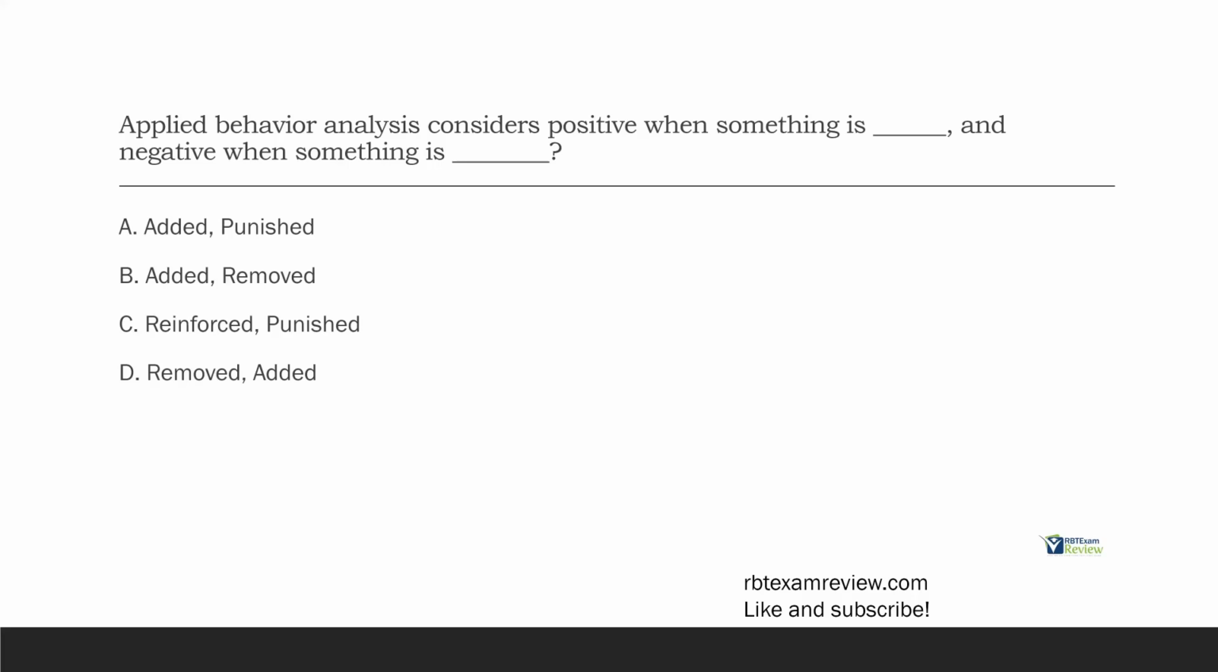A is wrong. If we look at B, positive when something is added, negative when something is removed, that's what we're looking for. That's what those words mean in ABA terminology. You need to start thinking in those ways when you hear positive and negative. C, reinforced and punished, right? Those are specific consequences, not necessarily positive or negative. And then positive removed, no, removed is negative, positive is added. Applied behavior analysis considers positive when something is added and negative when something is removed. B is our answer.